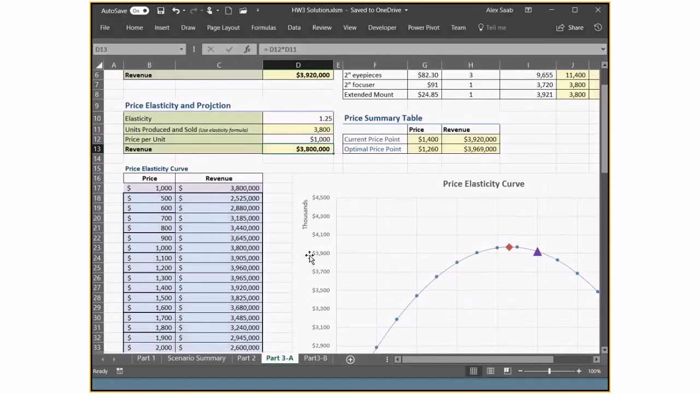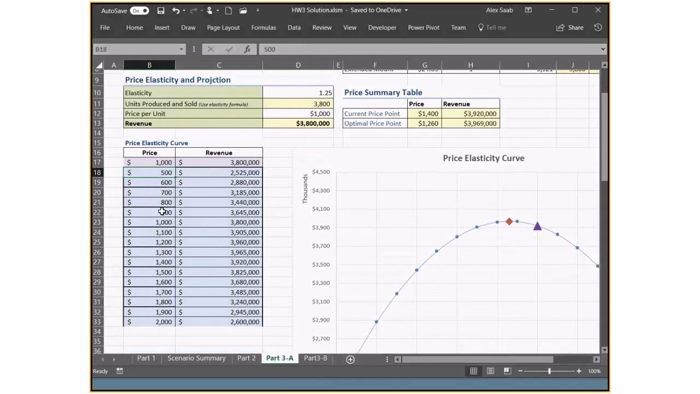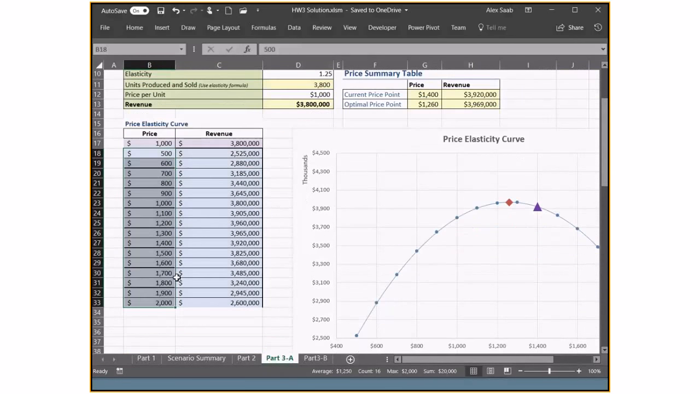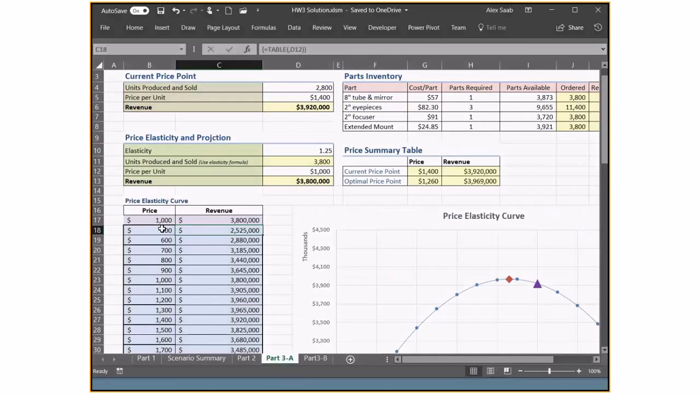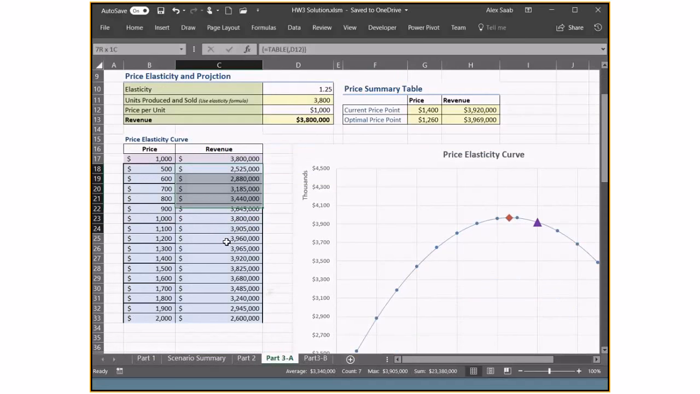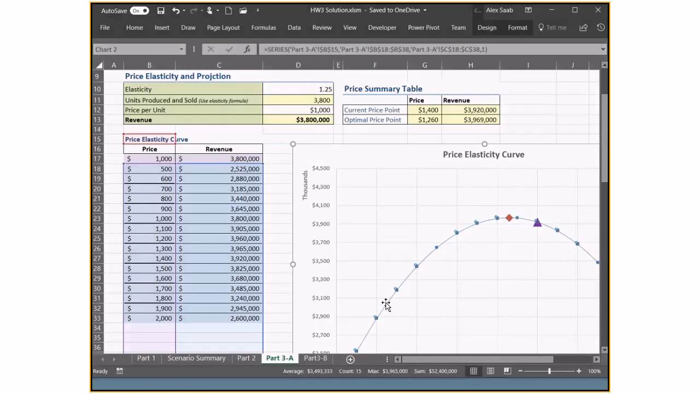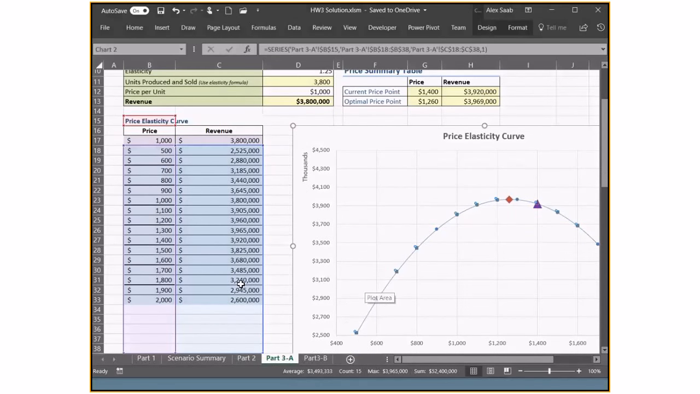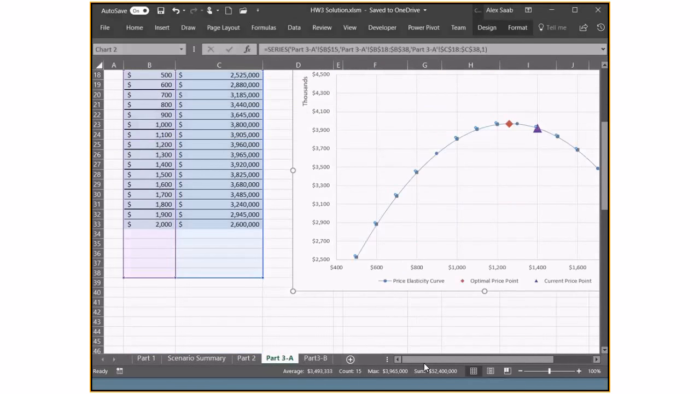First, to do the graph, we did a one-dimension table. We changed the price range from 500 to 2,000, and we used the data table with the price and revenue to create all the combinations. And we charted it with an XY scatter plot. I don't know why it's actually all the way down here.